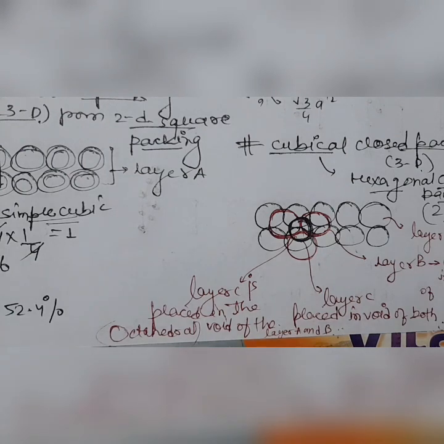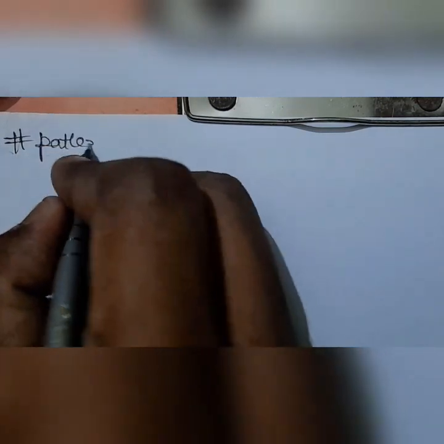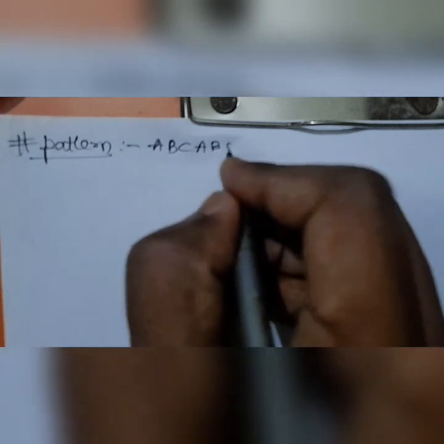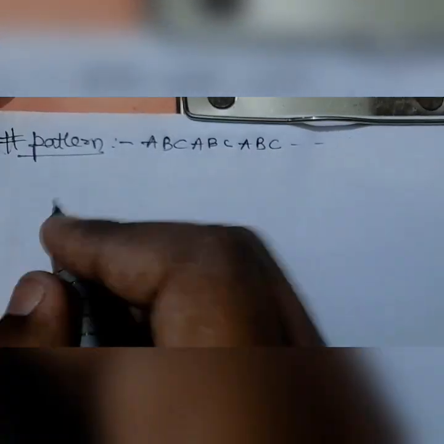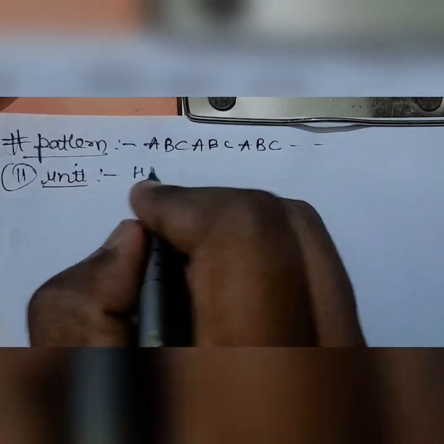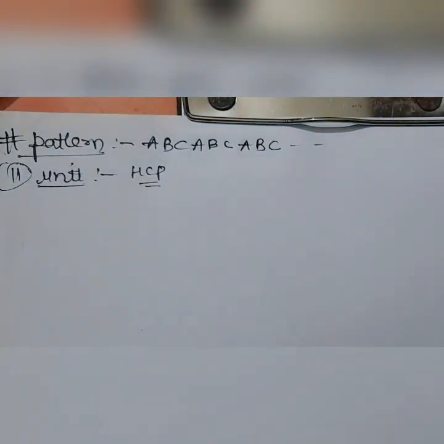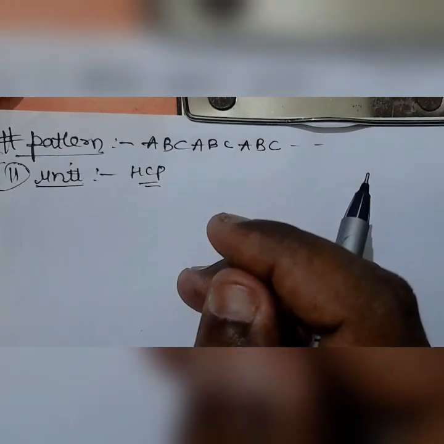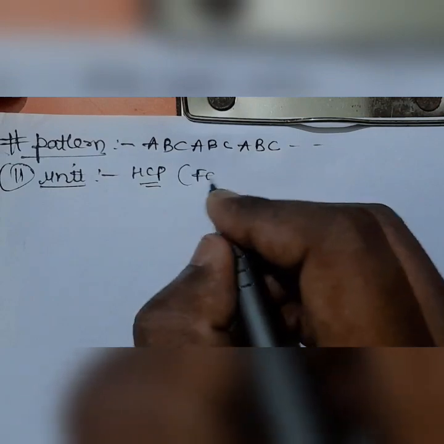Okay, from here we move towards another one, that is what is its pattern. What are the patterns that we observe here? The pattern that we observe here is A B C A B C A B C, and this kind of layer will be found. The unit cell used here is HCP, hexagonal closed packing, that is hexagonal closed packing 2D. In hexagonal closed packing 2D, we use the face center unit cell.